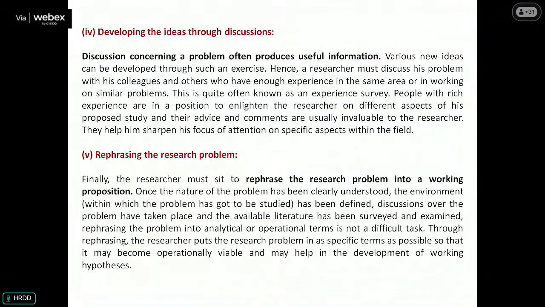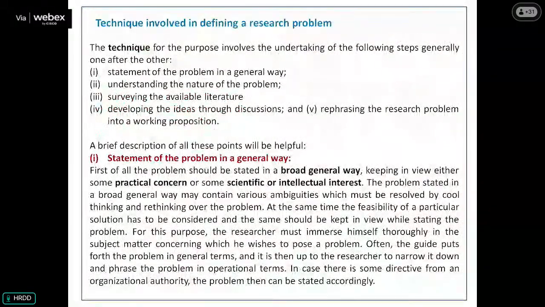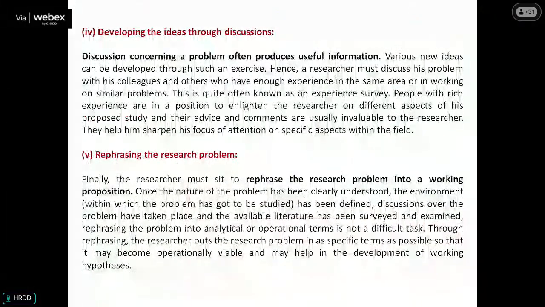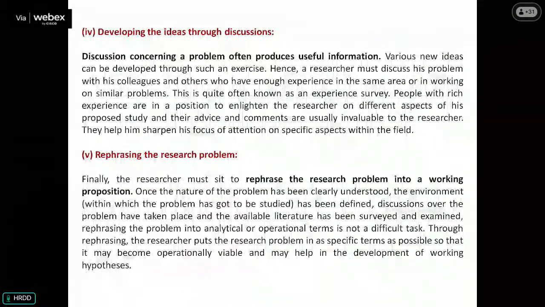Developing ideas through discussion. So what are the techniques you follow? First you state the problem in general, then understand it yourself, survey the literature, and develop the idea through discussion with experts in the field.